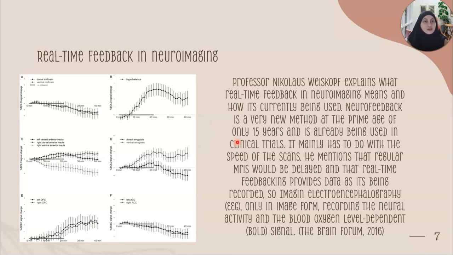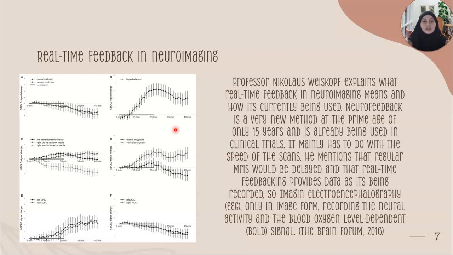Real-time feedback in neuroimaging. I watched a YouTube video by Professor Nicholas Weiskopf. He explains what real-time feedback is in neuroimaging, what it means, and how it's currently being used. Neurofeedback is a very new method at the prime age of only 15 years and is already being used in clinical trials. It mainly has to do with the speed of the scans. He mentions that regular MRIs would be delayed and that real-time feedback provides data as it's being recorded.